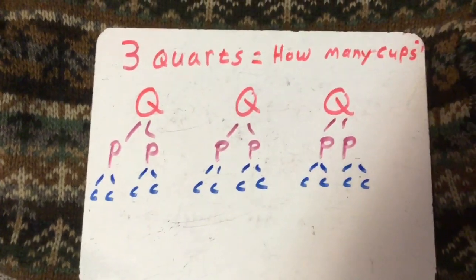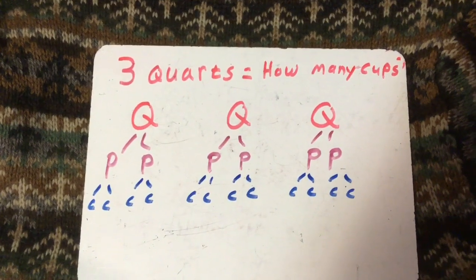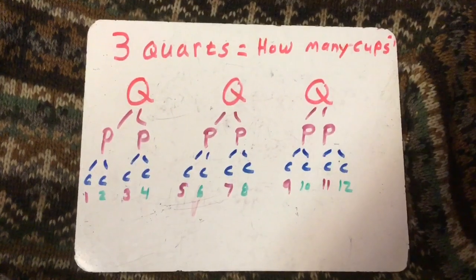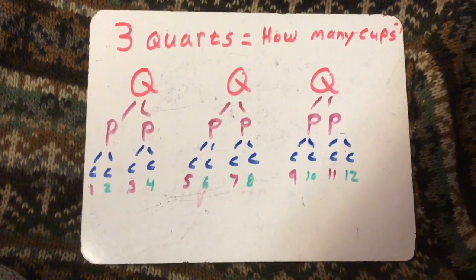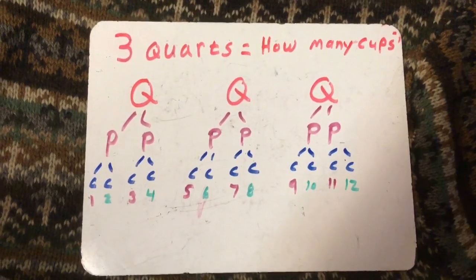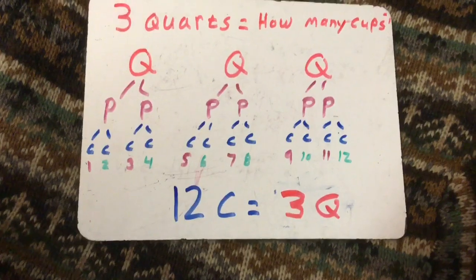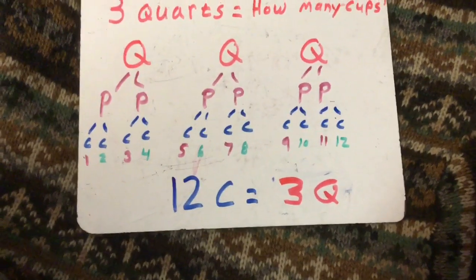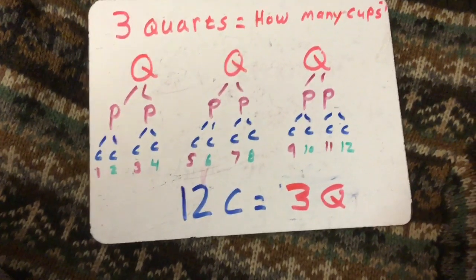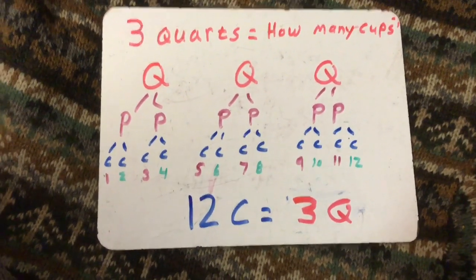So how many cups are in 3 quarts? There's your answer. So how many C's do I have? 12. How many cups in 3 quarts? And then I write my answer. 12 cups is 3 quarts, or you could write 3 quarts is 12 cups because it's the same.